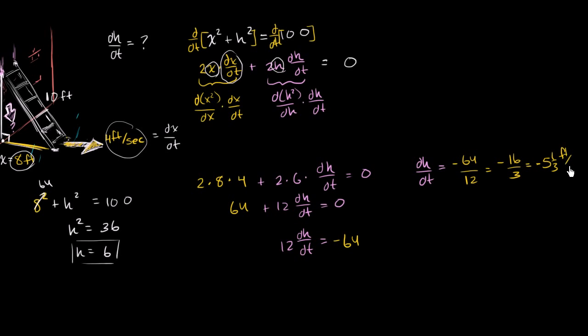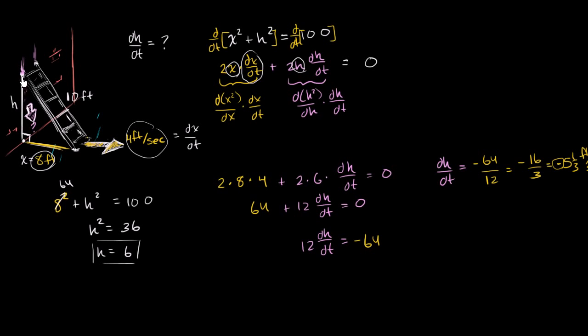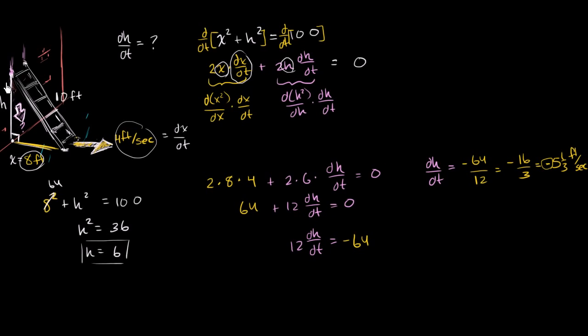So we're done. But let's just do a reality check. Does it make sense that we got a negative value right over here? Well, our height is decreasing, so it completely makes sense that its rate of change is indeed negative. And we're done.